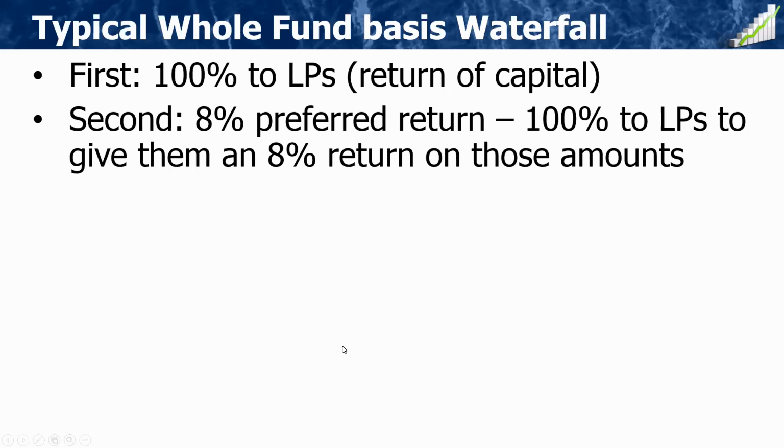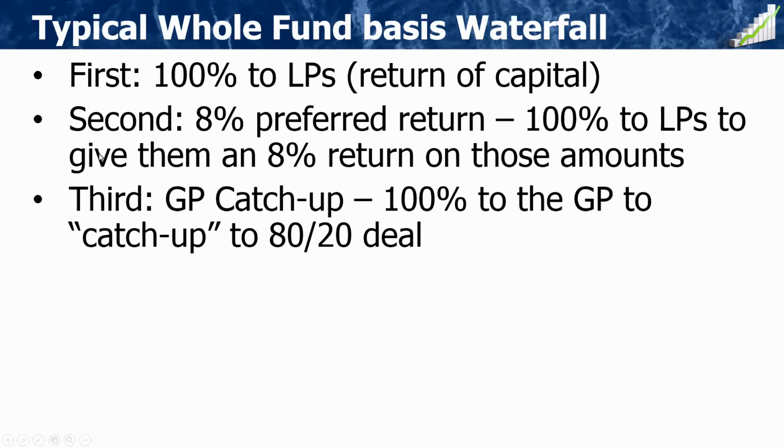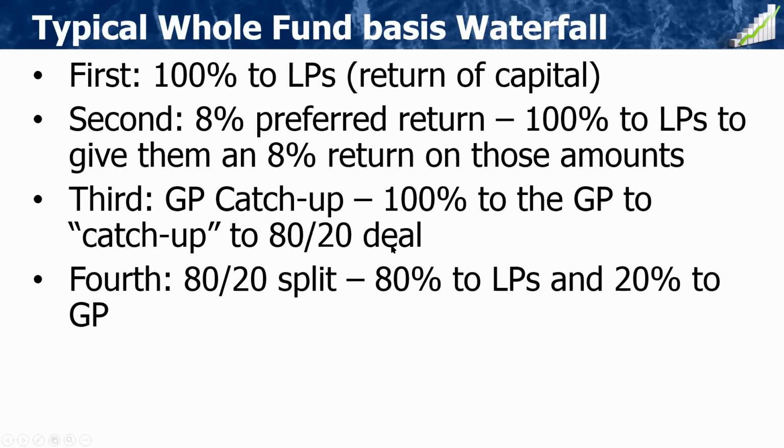Okay, the 8% preferred return goes 100% to limited partners. And remember, it's actually calculated in terms of IRR on those amounts. Only after that does the general partner start getting his catch-up. So he starts getting every next dollar until he actually gets 20% of the total profit with limited partners. And then the split continues.